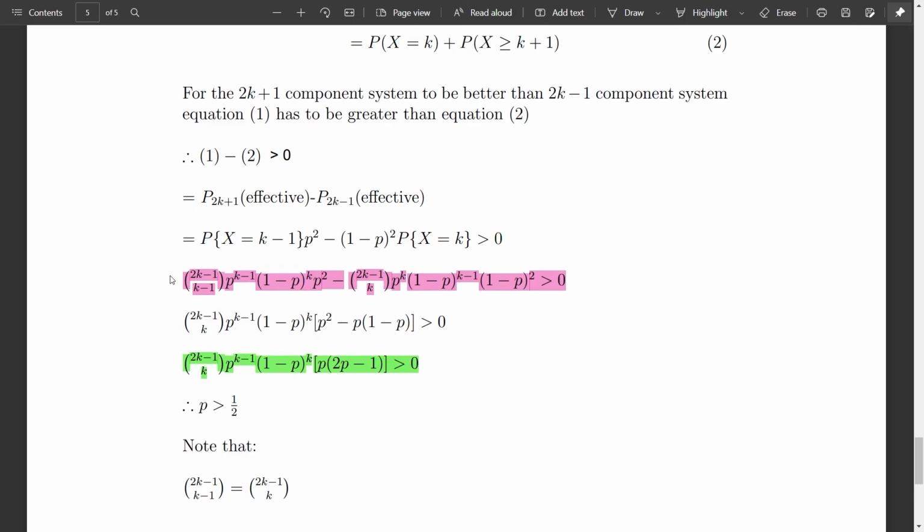Hence, for a 2k plus 1 component system to be better than a 2k minus 1 component system, the probability has to be greater than half.